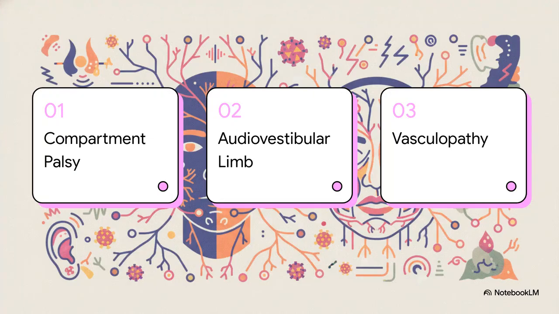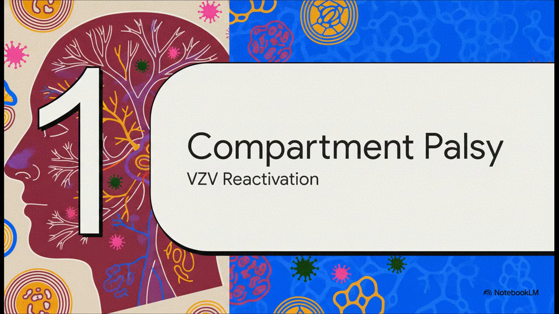Okay, let's dive into this. Our roadmap for today is pretty straightforward. First, the compartment palsy. Second, the audiovestibular limb. And third, vasculopathy and polyneuropathy. So kicking things off with Section 1, the compartment palsy, specifically VZV reactivation in the geniculate ganglia.